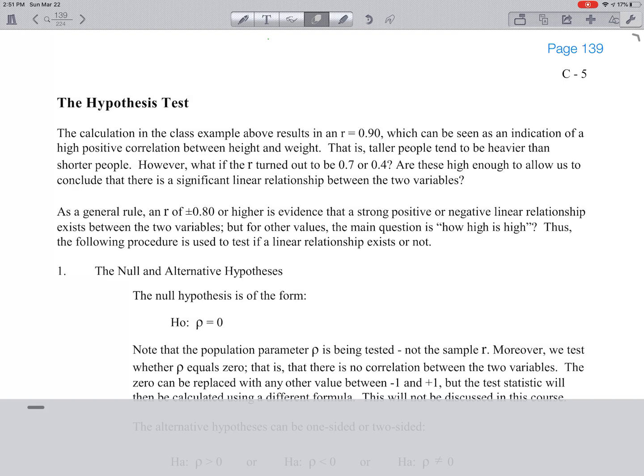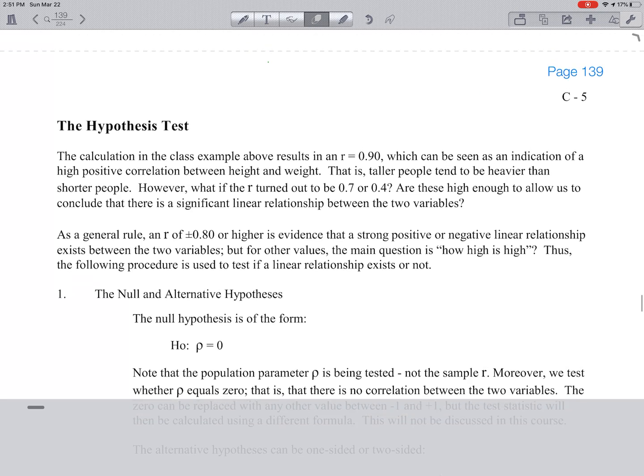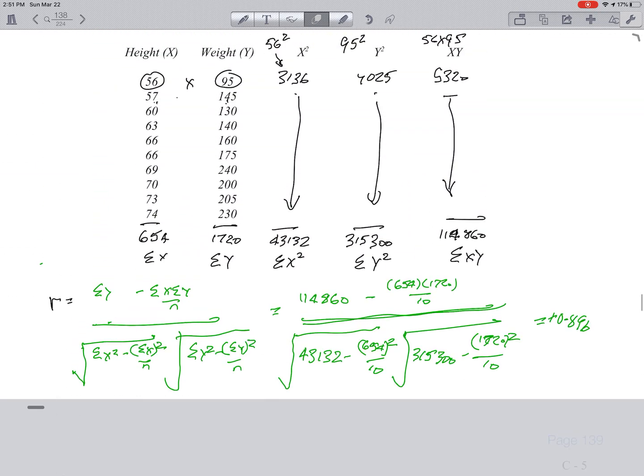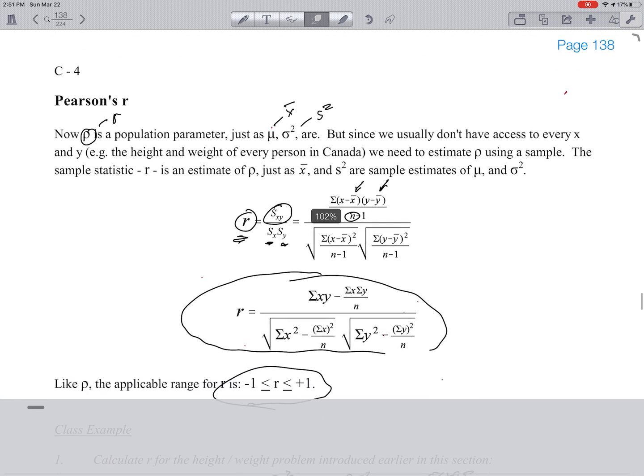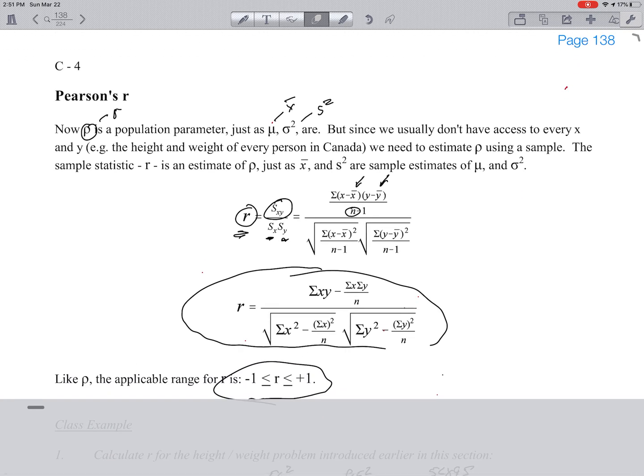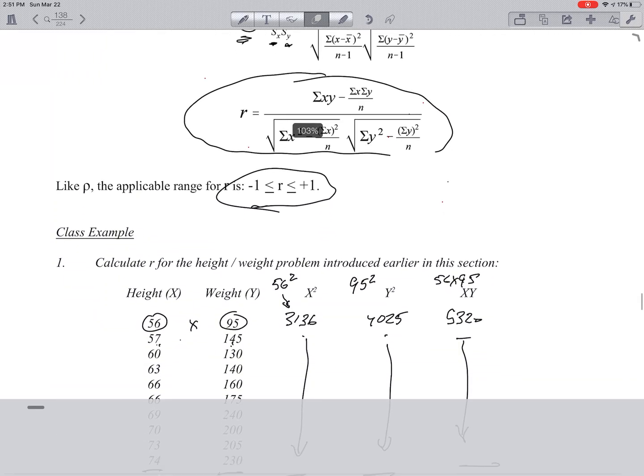Last time we looked at Unit C, pages C1 to C4 on linear correlation. We're going to continue with that, taking a look at the hypothesis test. Let me just back up one page to the top of page C4, where we were talking about calculating Pearson's R. Remember, R is the sample statistic, which is used to estimate the population correlation coefficient rho.